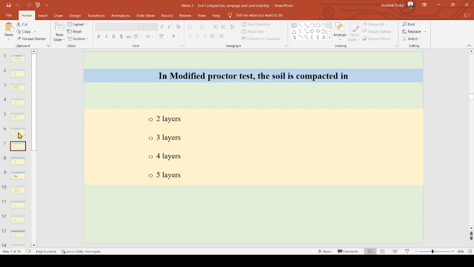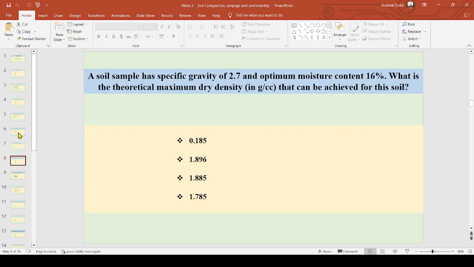Next question. In modified Proctor test, the soil is compacted in how many layers? 2, 3, 4, or 5? The next question was, a soil sample has a specific gravity of 2.7 and optimum moisture content of 16%. What is the theoretical maximum dry density that can be achieved for the soil? The maximum dry density in theoretical aspect that can be achieved for the soil: 0.185, 1.896, 1.885, or 1.785.